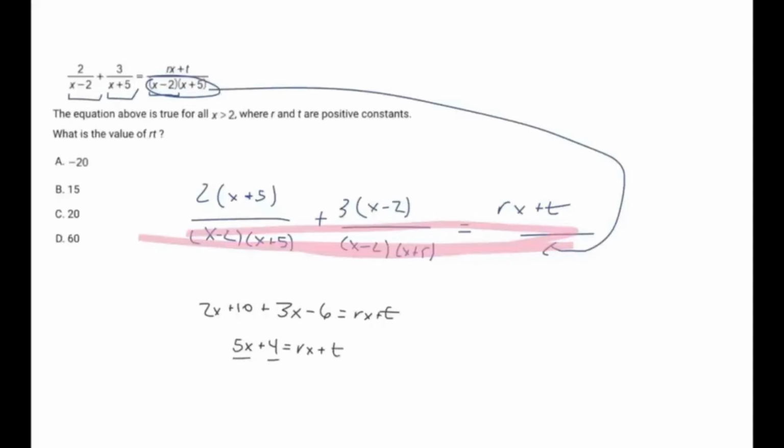On the right side, we also have an x term, Rx, and a constant t. So in our case, for r, we can just substitute in 5, right? So if r is 5, we get 5x, and if t is 4, we get 4. And that's kind of funny because left side, 5x plus 4, right side, 5x plus 4. Those two are equivalent, and so we know r is 5 and t is 4. And so if they want us to find the value of r times t, 5 times 4 is positive 20, and so our answer is C.